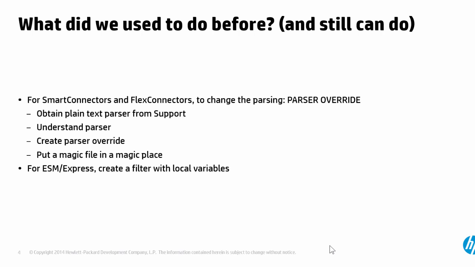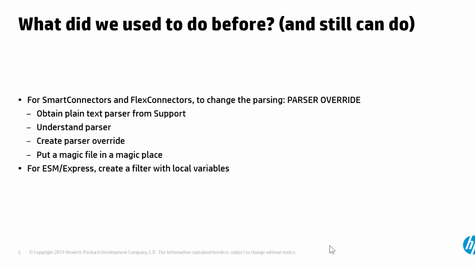Now, in the case of ESM and Express, you can basically just create a filter with local variables and view and extract what you're looking for with the use of a filter in an active channel. That's okay from a viewing perspective, but you're doing the massaging of the event after it's been processed and sent up through to ESM or Express. So it's not the perfect solution.